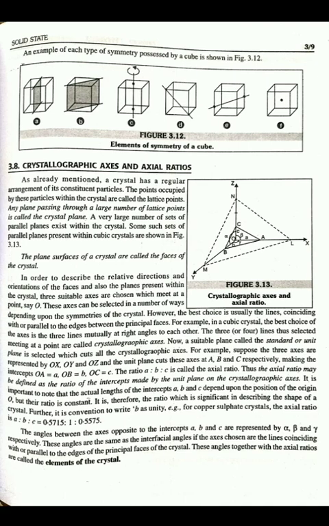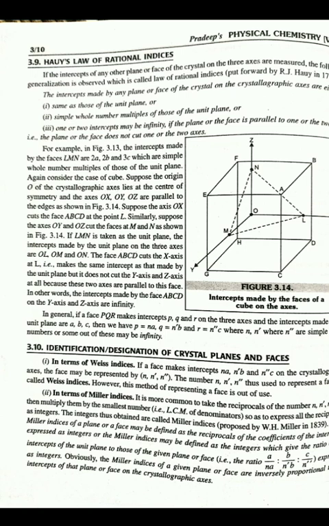Haüy's law of rational indices. If the intercepts of any other plane or face of the crystal on the three axes are measured, the following generalization is observed, which is called the law of rational indices, put forward by R. J. Haüy in 1783. The intercepts made by any plane or face of the crystal on the crystallographic axes are either first, the same as those of the unit plane, or second, simple whole number multiples of those of the unit plane, or third, one or two intercepts may be infinity if the plane or the face is parallel to one or two axes, that is, the plane or the face does not cut one or two axes.